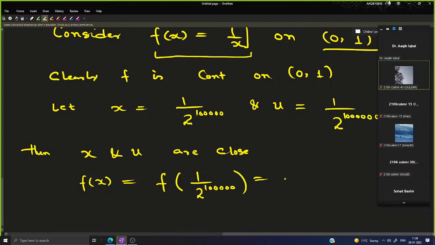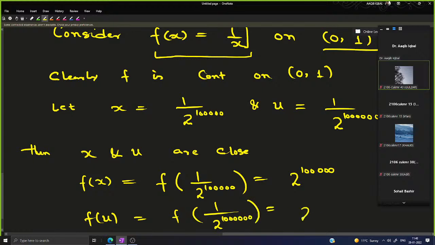By definition of f this will be 2 raised power 100,000, because here it will be the reciprocal. Okay, similarly if you look at f of u, it will be f of 1 by 2 raised million, and by definition of f it will be 2 raised million.